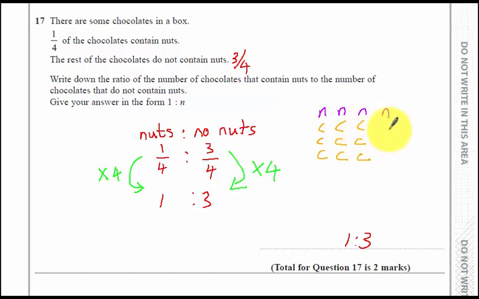And by drawing yourself a little picture, you can see here that for every 1 out of 4 chocolates that contain nuts, 3 don't. That's 1/4 and 3/4. And my ratio here of nuts to no nuts would be 4 to 12. If I then divide by 4, I get 1 to 3. So always draw yourself pictures to help yourself understand the maths problem.